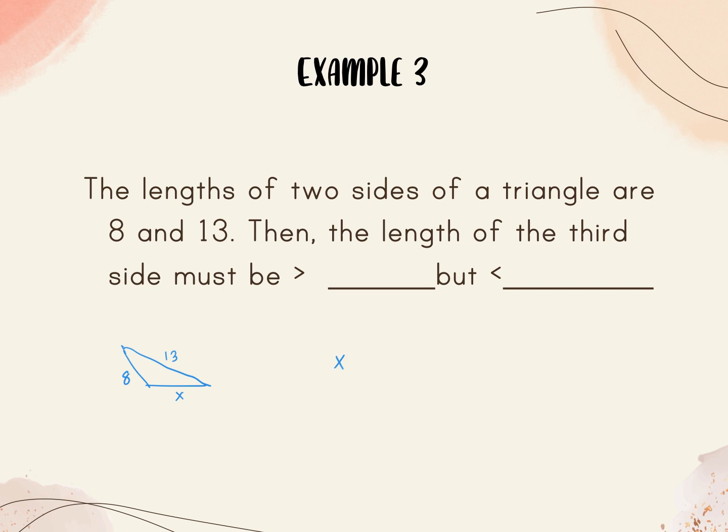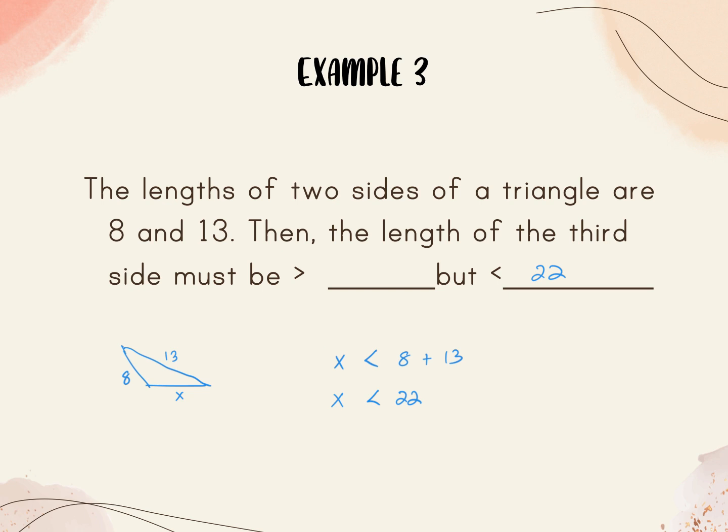We know that that third side is always going to be less than the sum of the other two sides. So I know that x is going to be less than 22, okay? That's easy. But now, what is it going to be greater than? The third side, x, is going to be greater than what?